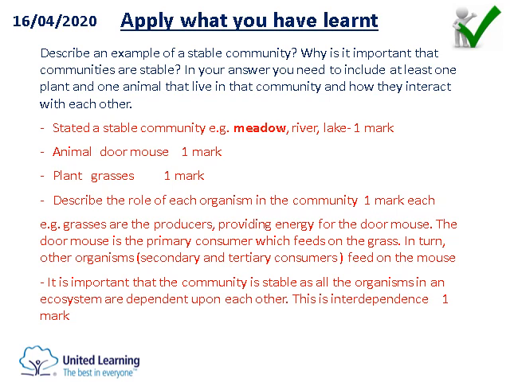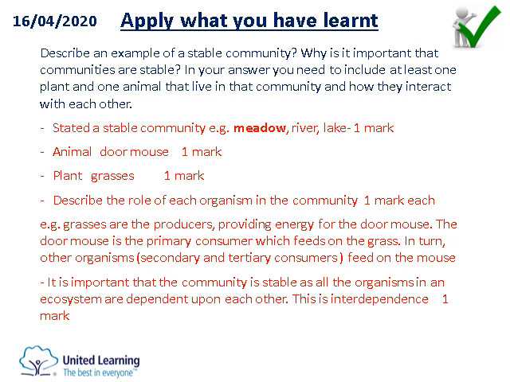And then in terms of describing the role of each organism in that community, the grass is the producer. So it's providing energy for the dormouse. The dormouse eats the producer, and that feeds on the grass. So in turn, other organisms along that food web, the secondary and tertiary consumers, will then feed on the mouse. That is how the mouse is playing a role in that community.